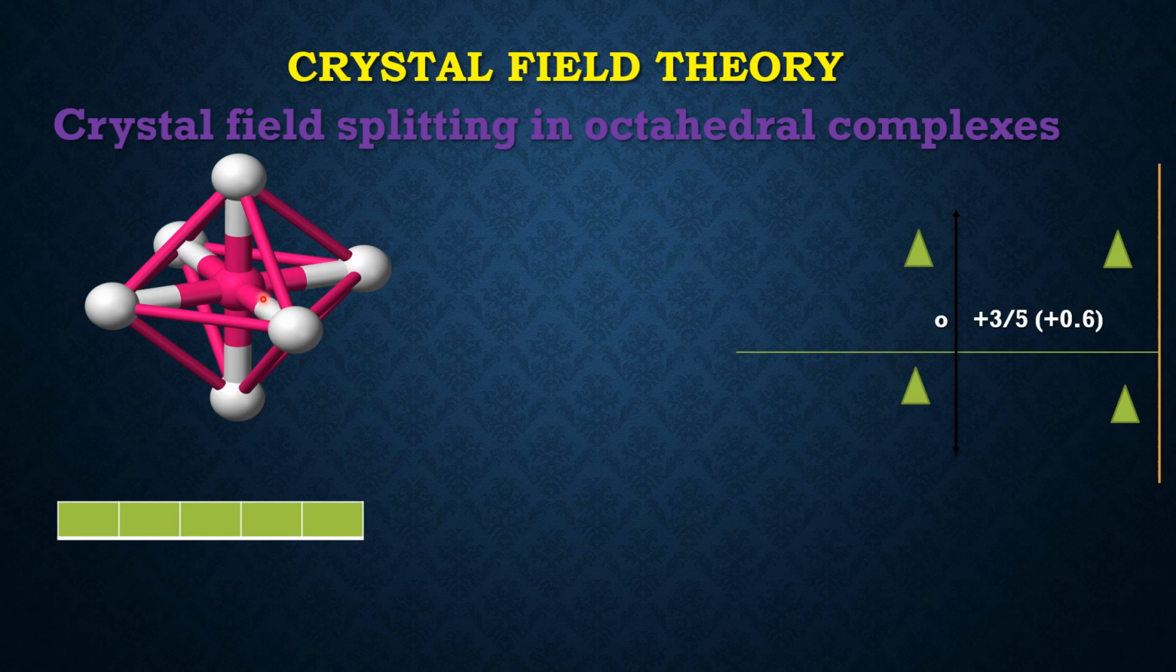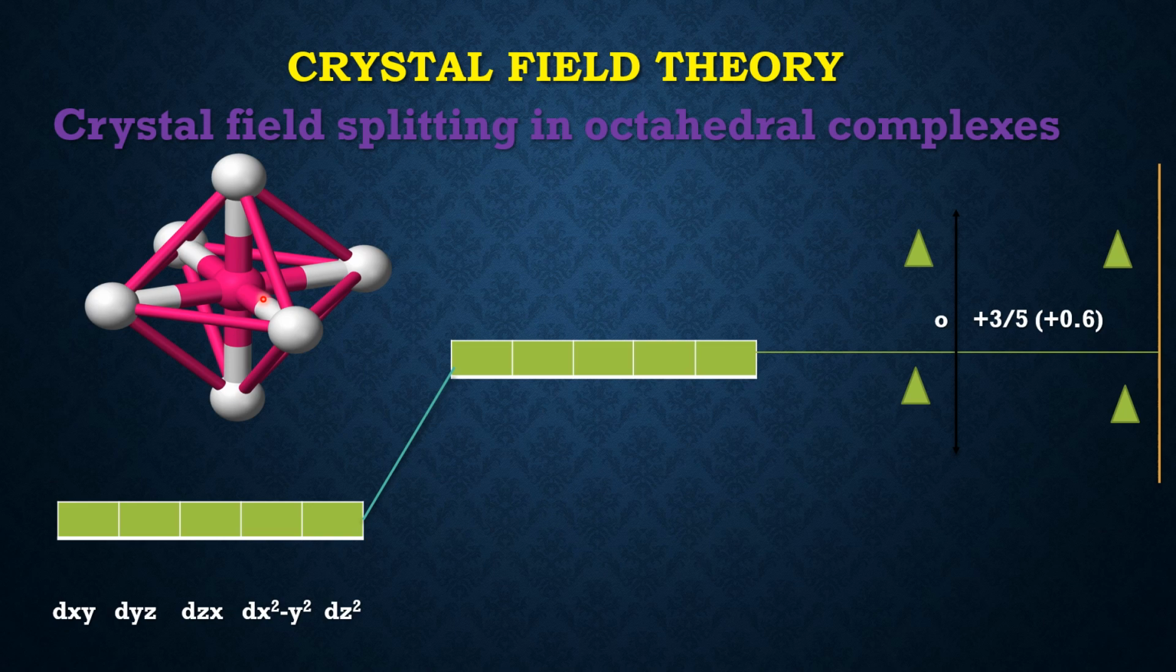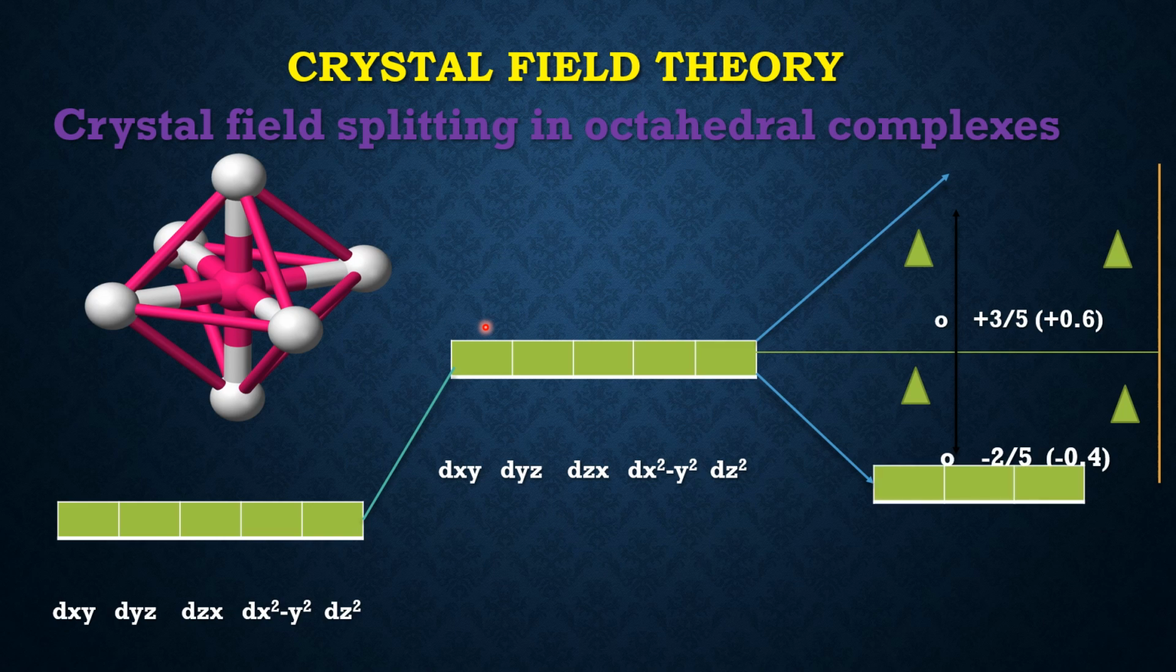So this is the ground state of an octahedral complex for the d orbitals. What are the ground state d orbitals? dxy, dyz, dzx, dx square minus y square and dz square. Suppose the ligand approaches the d orbitals, the energy will move a little bit higher. This is the normal metal, and this is the ligand-approached complex. Now the ligand is able to donate a pair of electrons, and the splitting will occur.